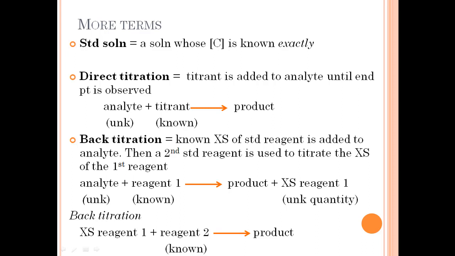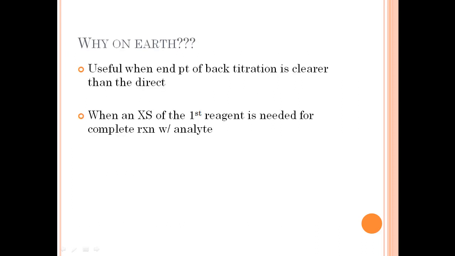Now, why on earth would people do this? Well, really simply, it's useful when the endpoint of the back titration is clearer than the direct. Sometimes the direct titration is not really that good. It's not really easy to see. So they use this method. They react something with a known excess amount, and then they titrate with another reagent that they can see easier. And also when an excess of the first reagent is needed to completely react with the analyte. Of course, if you use excess of the standard reagent in that first reaction, you're going to ensure complete reaction of the unknown. You're going to ensure that all of it is used.